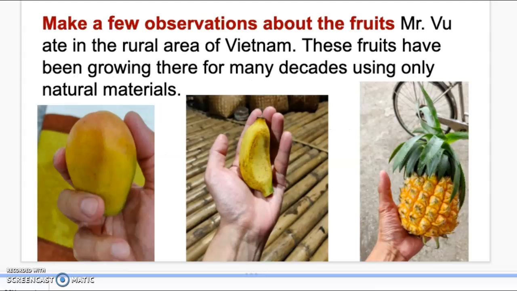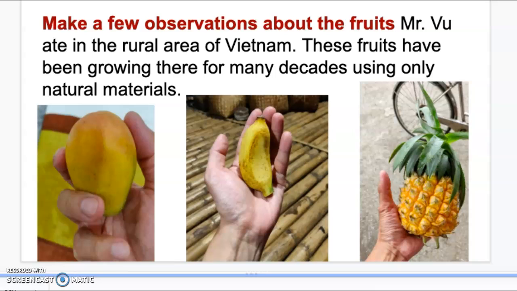What I need you to do. Everyone hopefully can see the slide. These are some fruit that I ate a couple of years ago when I went back to Vietnam for the first time since I left when I was a kid. What can you tell me about the mango, the banana, and the pineapple that I bought over there from the villager that I was visiting?